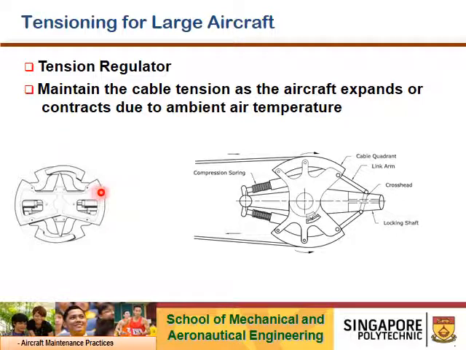Some aircraft manufacturers will install a tension regulator at the end of the fitting. This tension regulator will maintain the cable tension as the aircraft expands or contracts due to ambient air temperature. Because a larger aircraft will have a longer cable run, maintaining the particular tension range is very challenging. So they have this regulator to act as a buffer, to make sure the tension stays within range at certain altitudes.